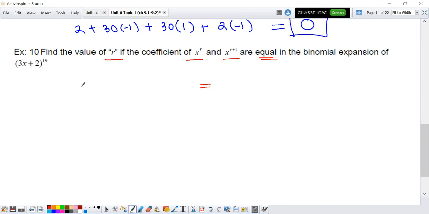So the power is 19, 3x and 2. Now we don't have a power. This is talking about the powers of r and r plus 1. We can do this in so many different ways. Power of r. So let's say I put it as r.